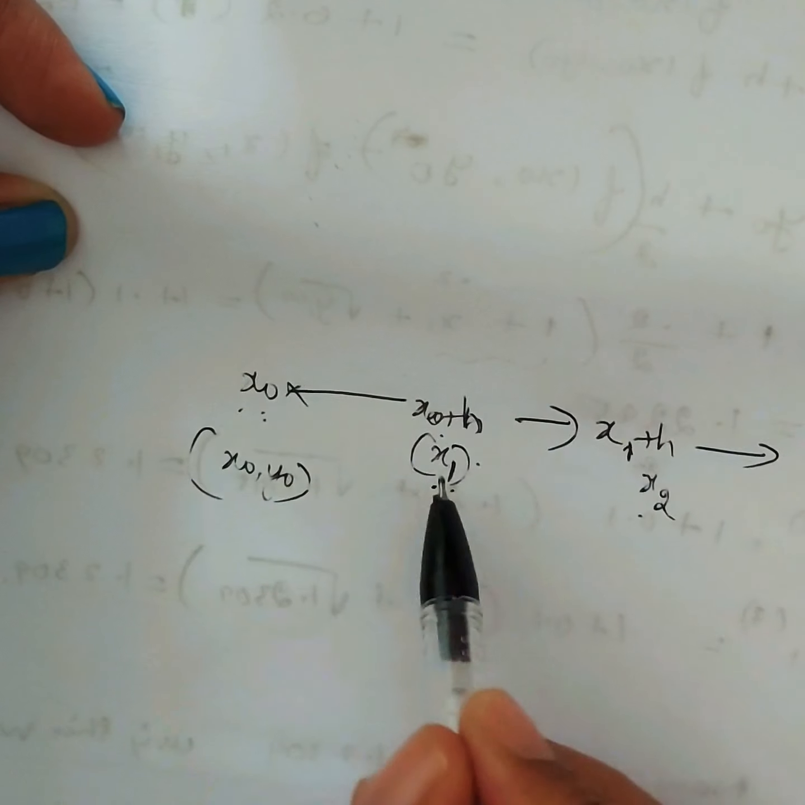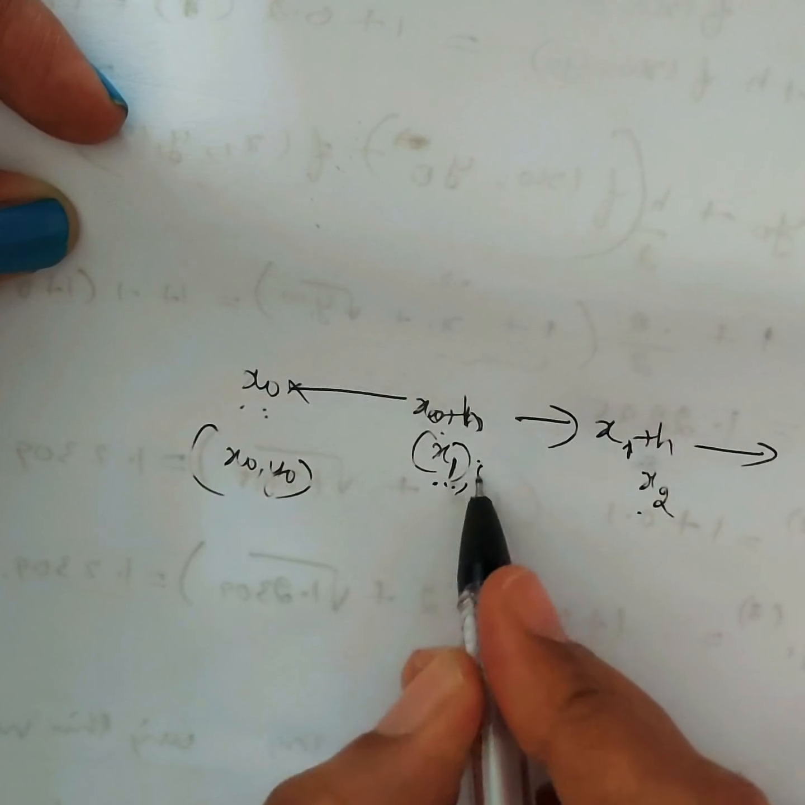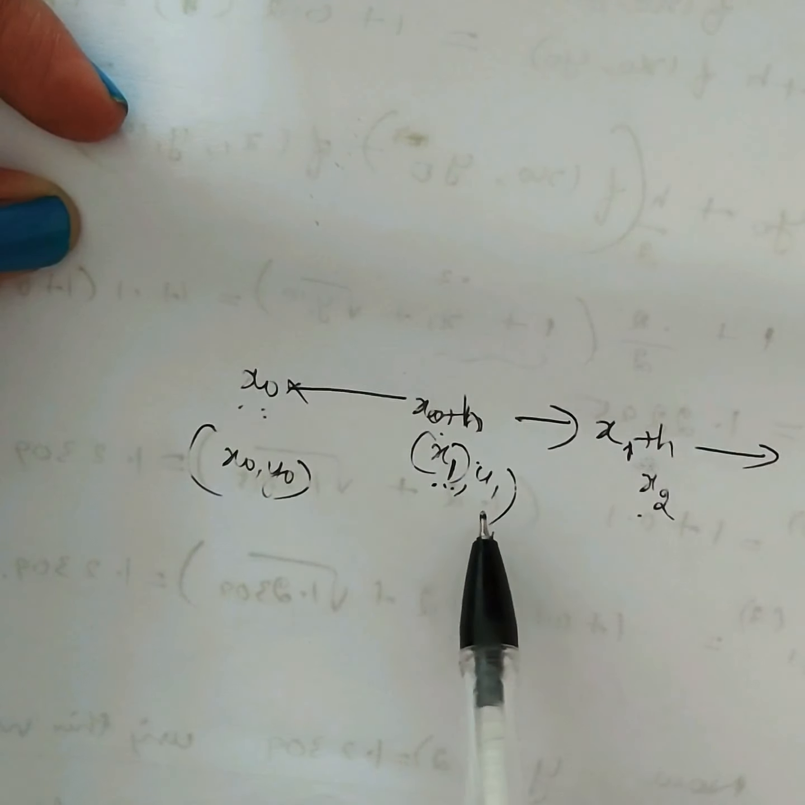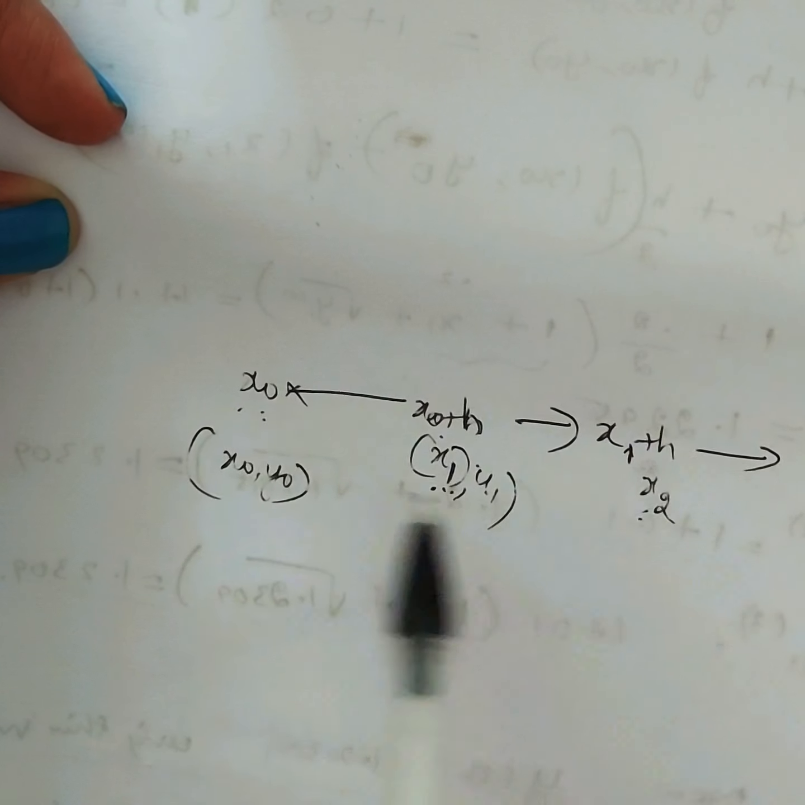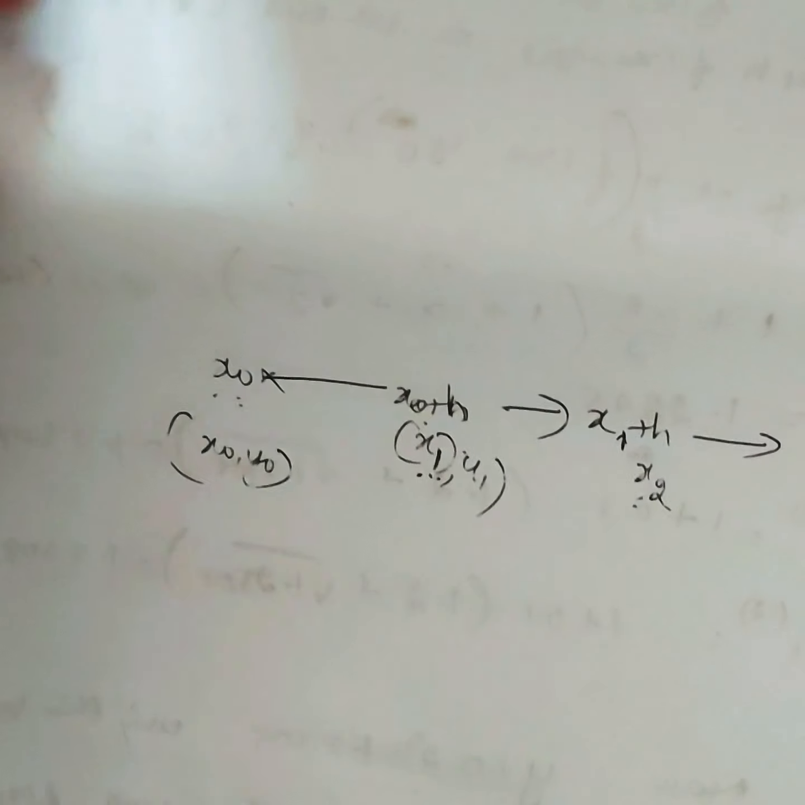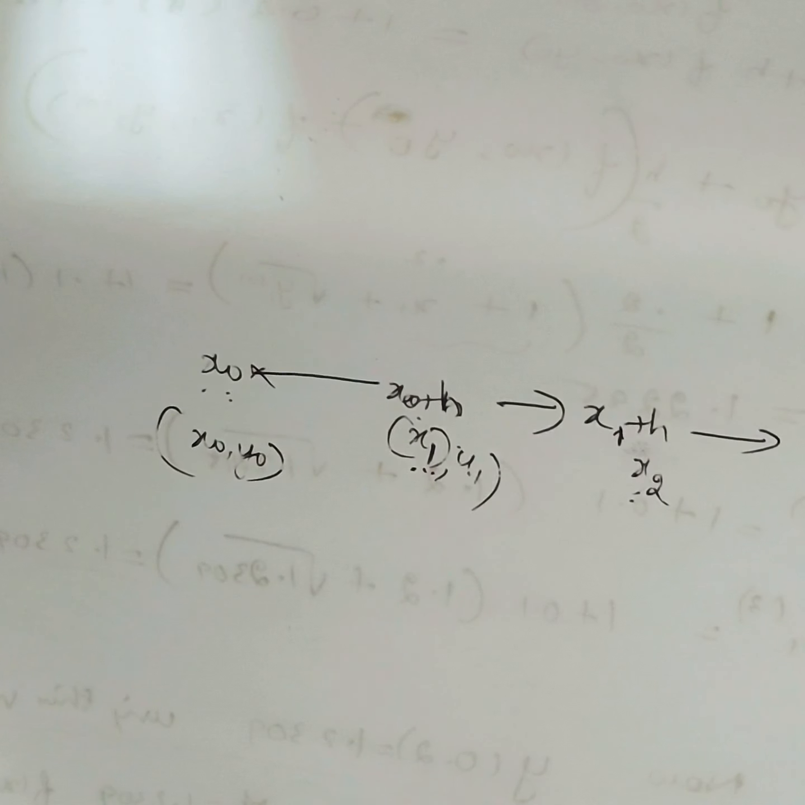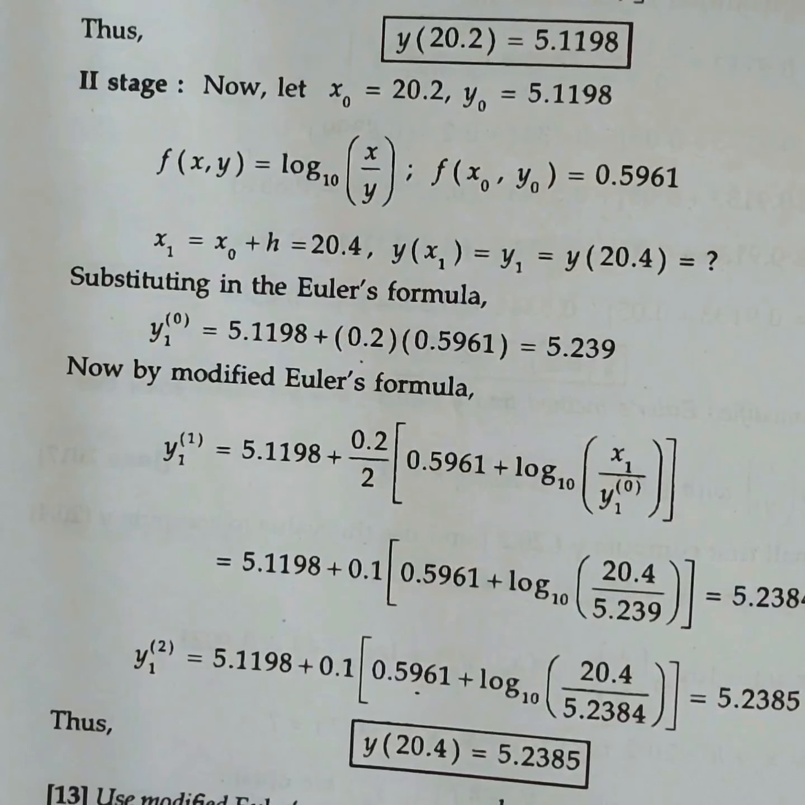To find x2, I am using this x1 and y1 as my new solution. That is the new initial value. So this is stage 2. If they didn't mention anything about the step size, then directly we can find y of 20.2 and y of 20.4 without any stages.